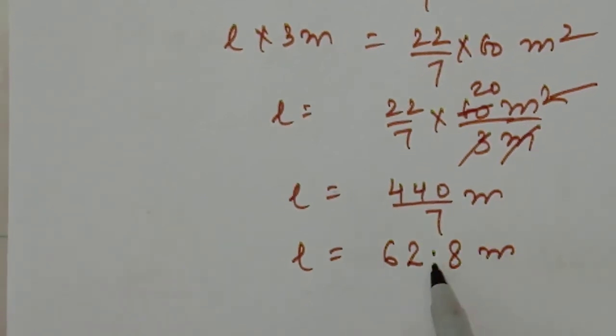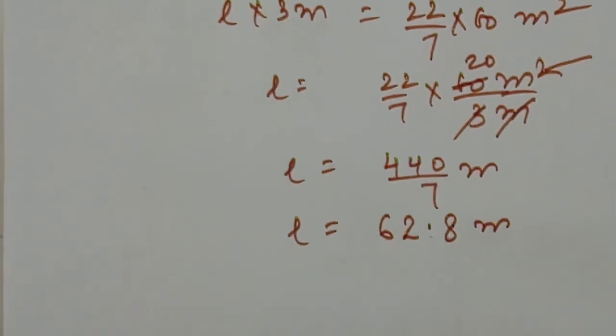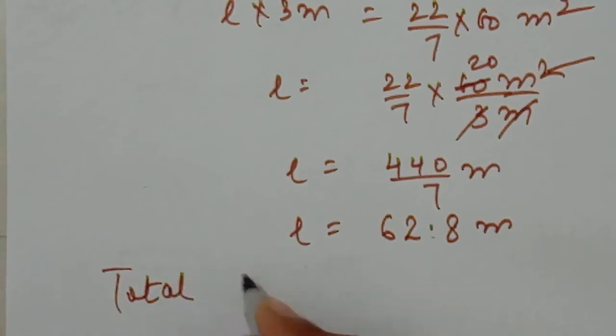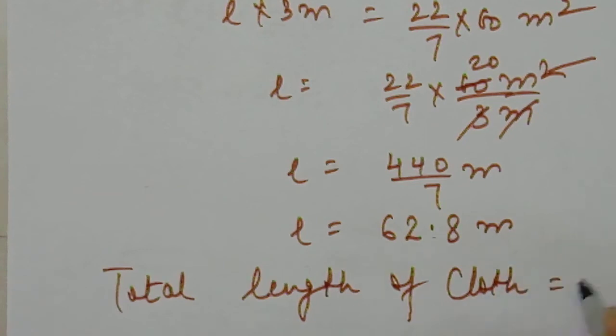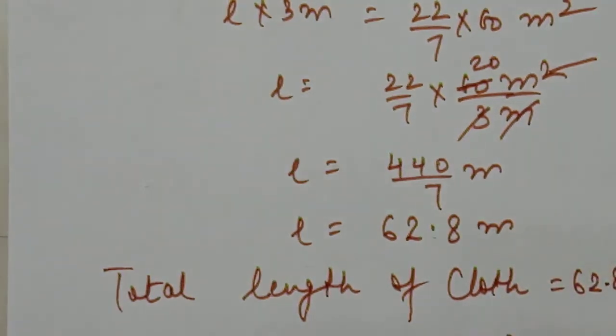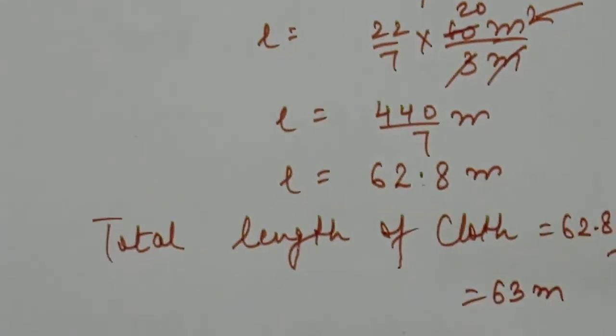This is the length we need, because wastage is already given, that wastage is 0.2 meter. So the total length of cloth which we need is 62.8 plus 0.2 meter, which is 63 meter. So we have to purchase 63 meter trampoline from the shop for making a conical tent with the given measurement.